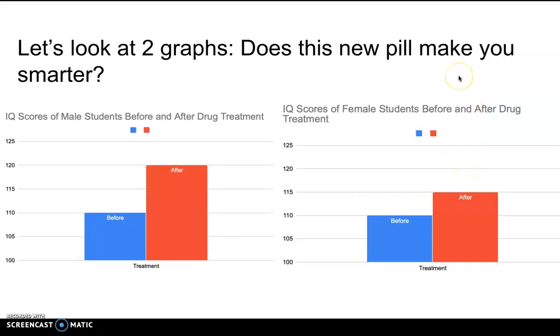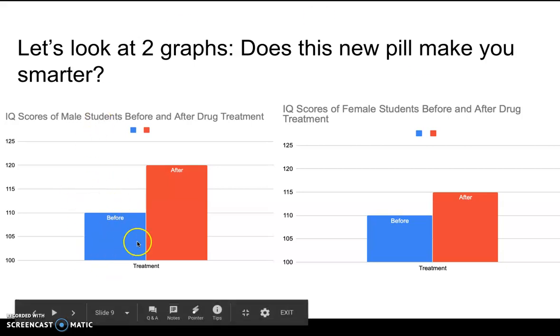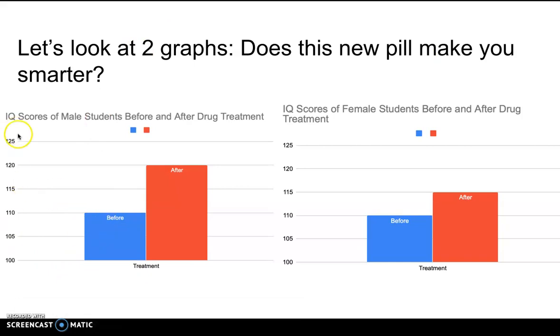So I made these two graphs. This is fake data, but I thought it would be a fun way to illustrate. Let's pretend there's a pill that a pharmaceutical claims will make you smarter. So let's say we take a group of male students before, and we measure their IQ. And IQ is not a reliable way to measure, but it used to be used, and it's an easy metric. So we're just going to use it as a hypothetical.